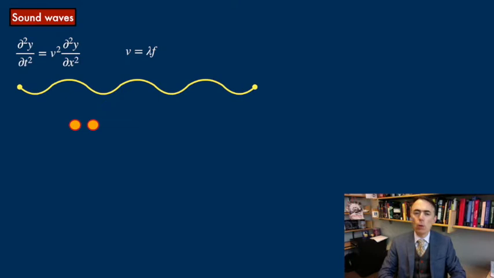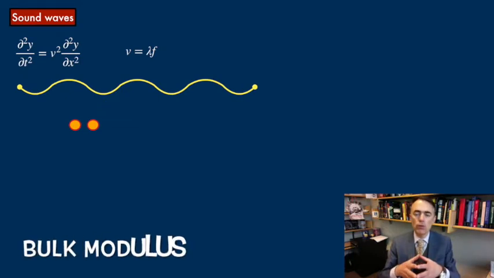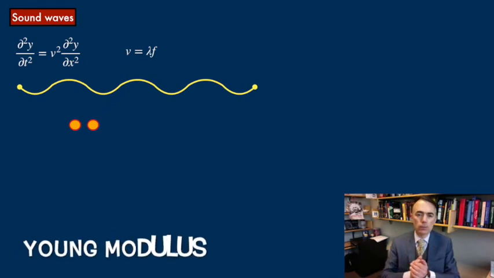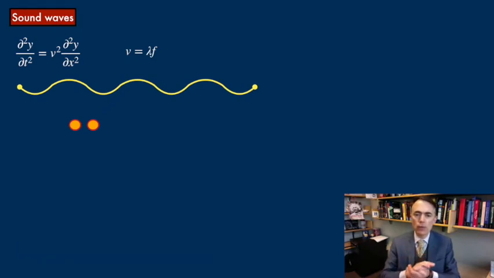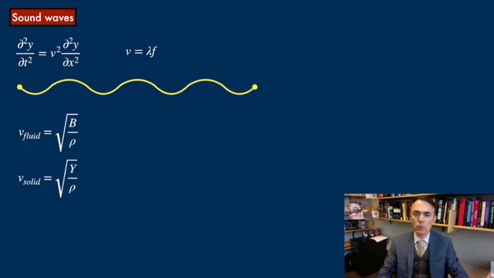If you remember from when we studied elasticity of objects, we introduced the bulk modulus and the Young modulus. These parameters characterize the flexibility of a medium, and they have a clear effect on the velocity of propagation of sound in that medium. In a fluid, the speed of sound is given by the square root of the bulk modulus over the density. In a solid, the speed of sound is given by the square root of the Young modulus over the density.